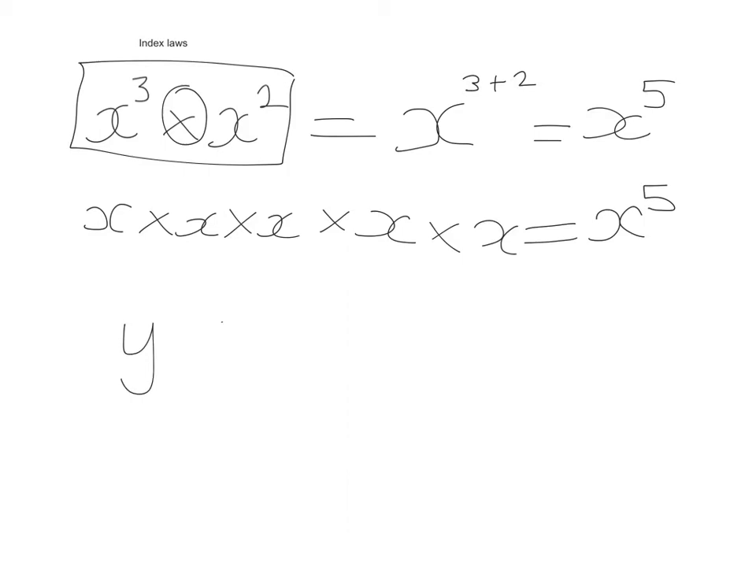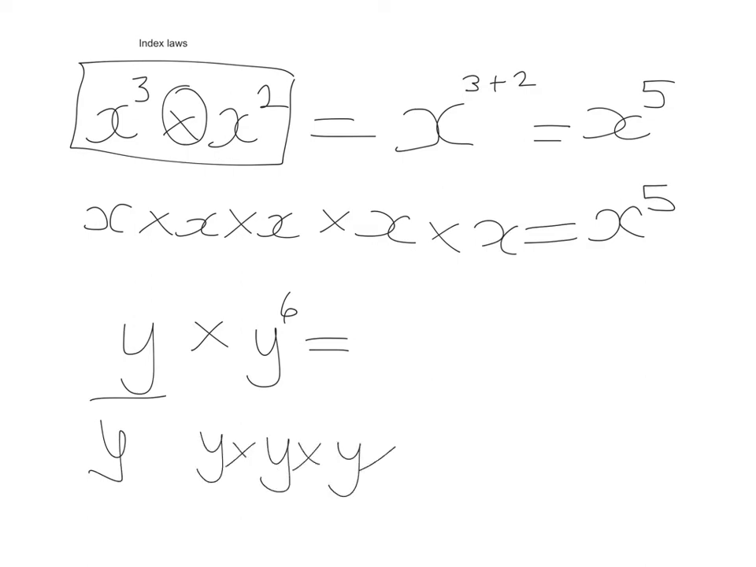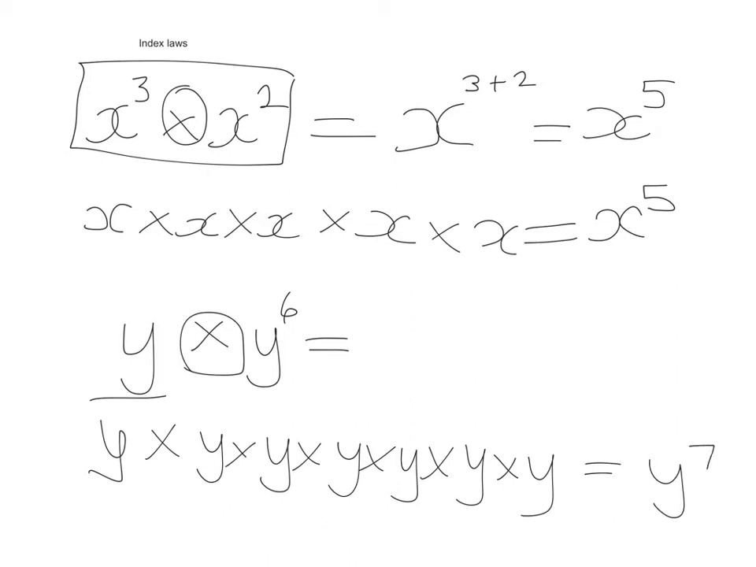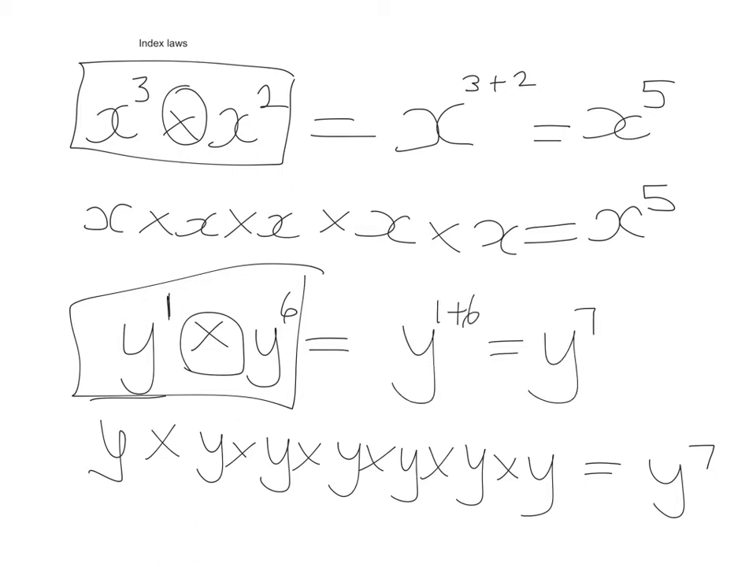y times y to the power of 6. Well, y is just y to the power of 1, we've already said that, but it's y, and then y to the power of 6 is y times y times y times y times y times y. If I multiply these two together, I've got y to the power of 7, and I could have got that from here by remembering this is to the power of 1, and that's y to the power of 1 plus 6, which is y to the power of 7.